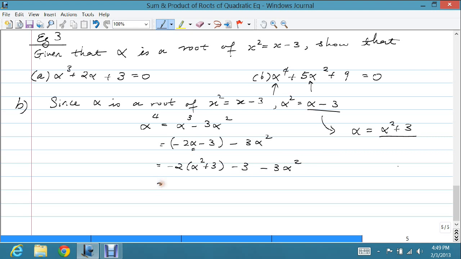Then we expand everything out. I get minus 6 minus 3 minus 9. Then bring everything to the left hand side. And this is my final answer, which I wanted to show.